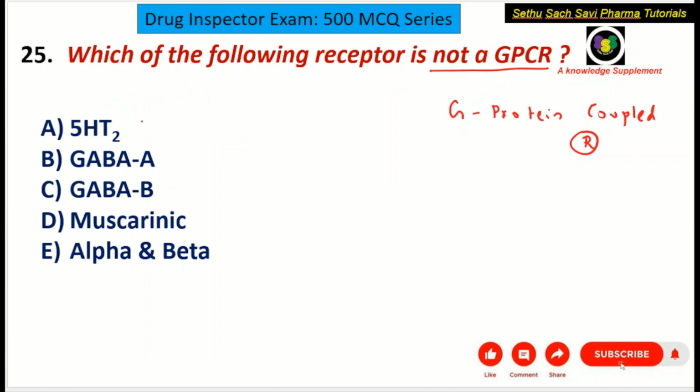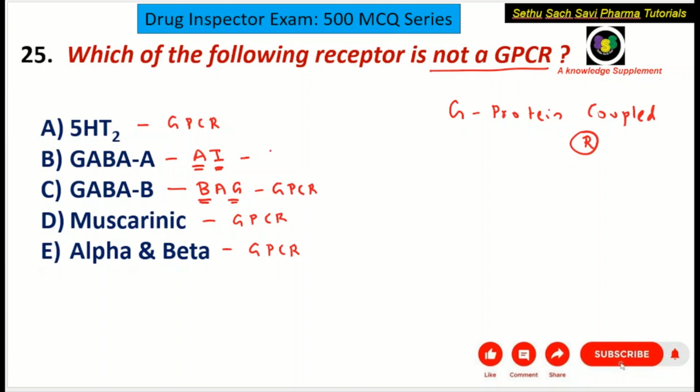So 5-HT2 is a G protein coupled receptor, alpha beta is a G protein coupled receptor, muscarinic is a G protein coupled receptor. Now coming to the GABA receptor, I asked you to remember the mnemonic BAG, GABA B belongs to GPCR, whereas GABA A, remember the mnemonic AI, artificial intelligence, belongs to the ion channel receptor. So the question was which is not a GPCR, and the answer will definitely be B choice, GABA A.